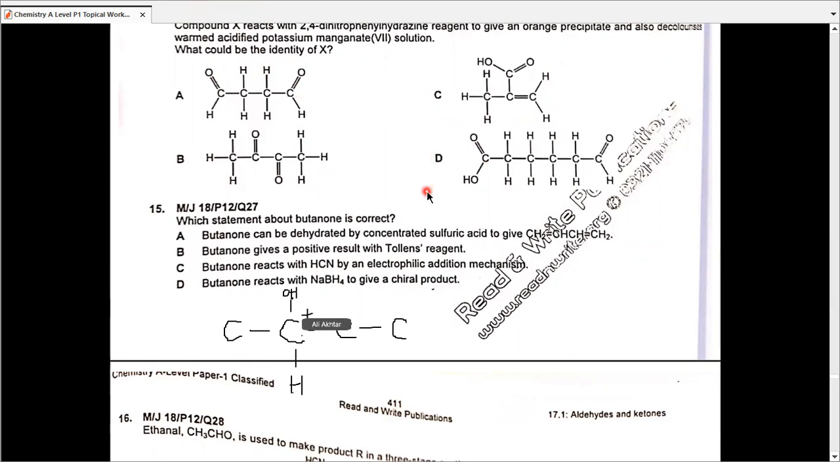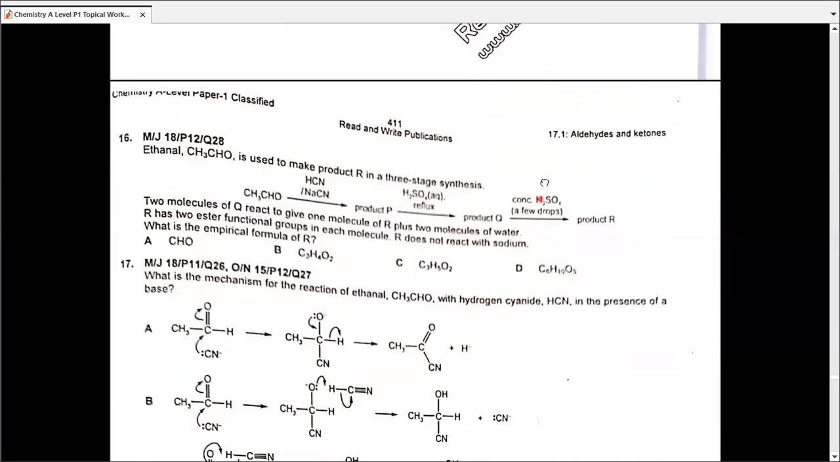Yeah, this carbon is the chiral one. Well done. Because it has alcohol, methyl, ethyl, and hydrogen, 4 different groups. Good. And what kind of alcohol is that? Secondary. Secondary. Good. 16.